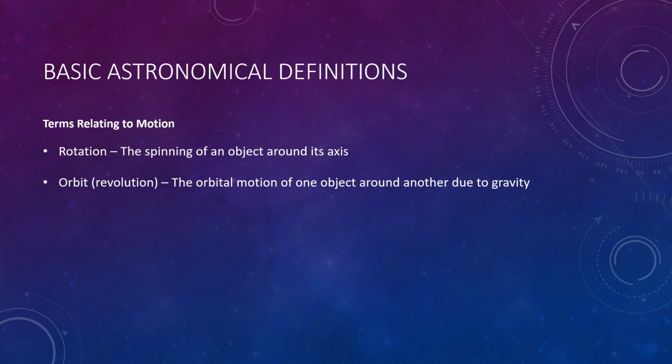But that is often confused with revolution or orbit. The orbital motion of one object around another due to gravity is a revolution. A great example is the moon around Earth. The moon is revolving or orbiting the Earth. It is not rotating around the Earth. So just make sure that you can make a distinction between these two things. Rotation and revolution, even though they sound pretty similar, are different.